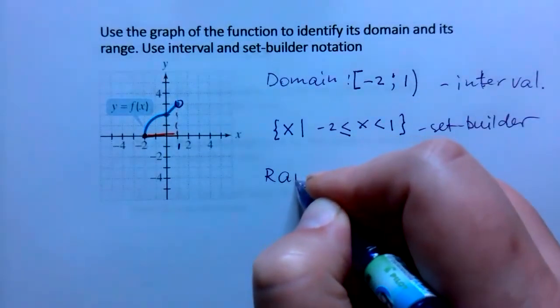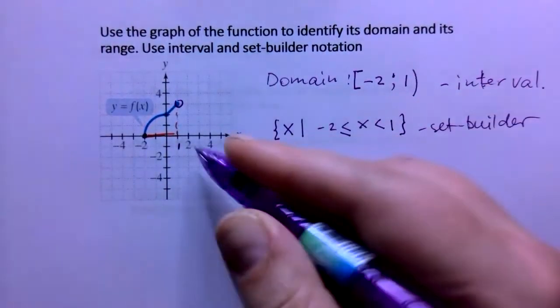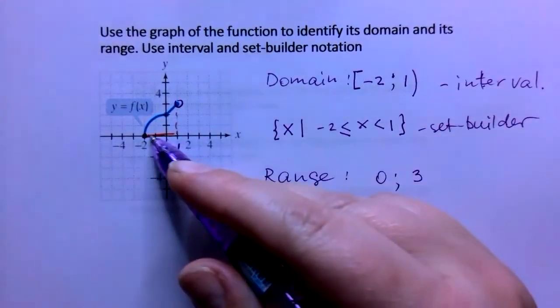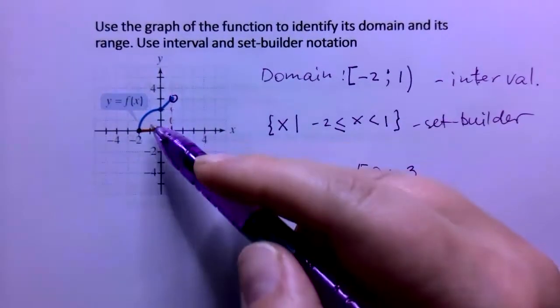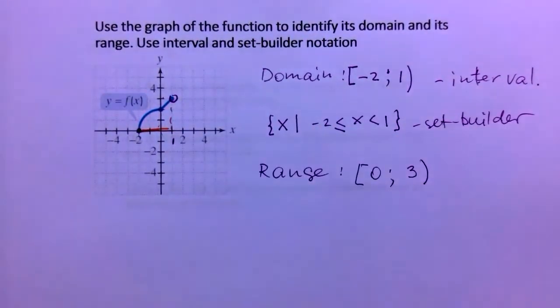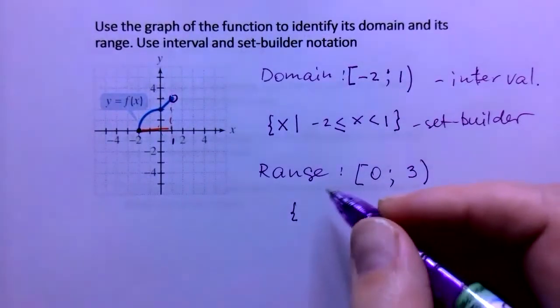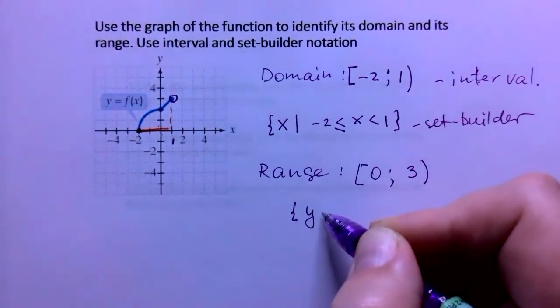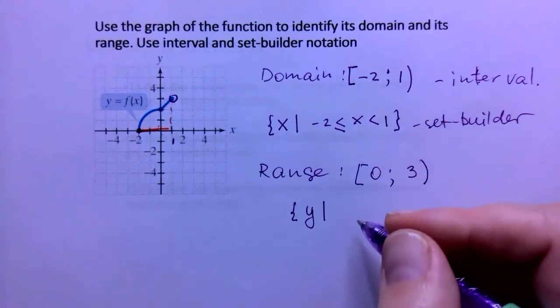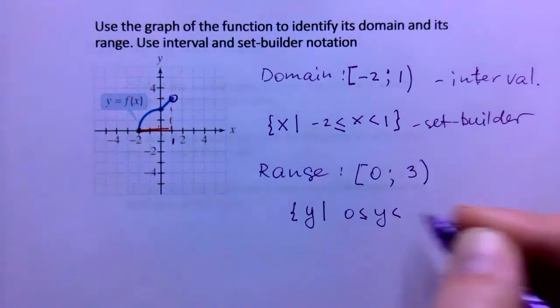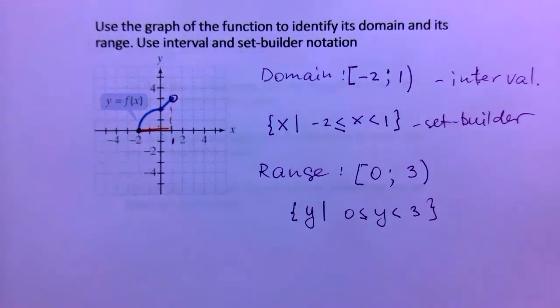So the range in interval notation is 0 to 3. We include 0 and we do not include 3. That's the interval notation. Now the set builder notation. Open braces. We're describing y values now, such that y is from 0 to 3. And that's how you would do it in set builder notation.